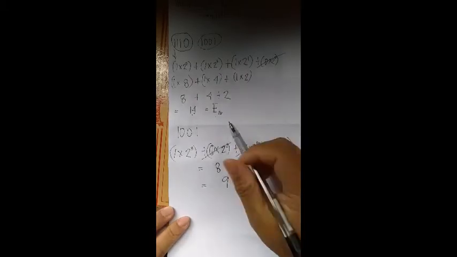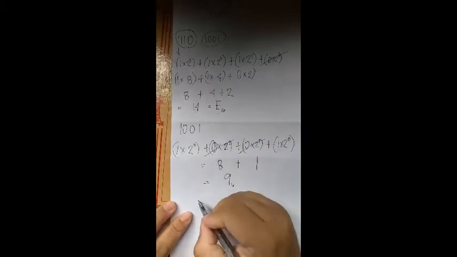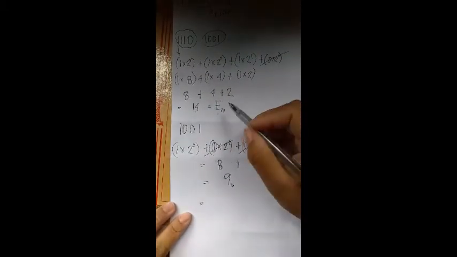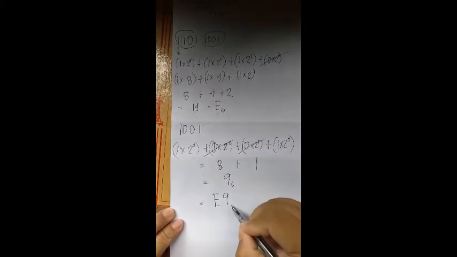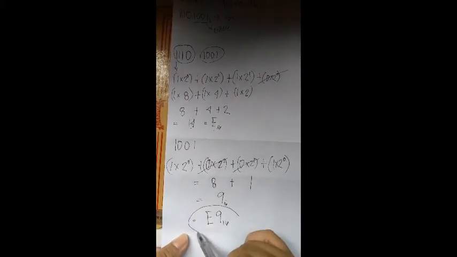So, kung i-combine ta sila, ang aton nga hexadecimal nga number is E and 9. So, ang aton nga binary number nga 11101001 is equal sa E9 sang hexadecimal.